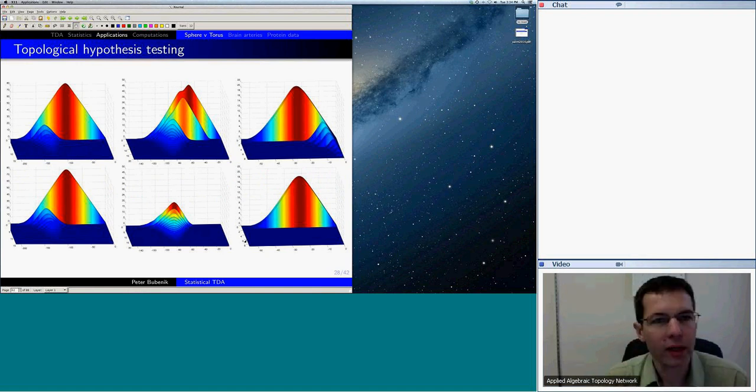landscapes, and this is what they look like. We have here, so on the left, in the left column is the left coming from homology in degree 0, in the middle we have homology in degree 1, and on the right we have homology in degree 2. One row is the sphere, and the other row is the torus. And the challenge to you is to try to tell which one is which.